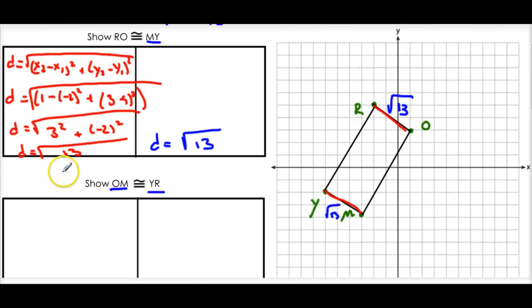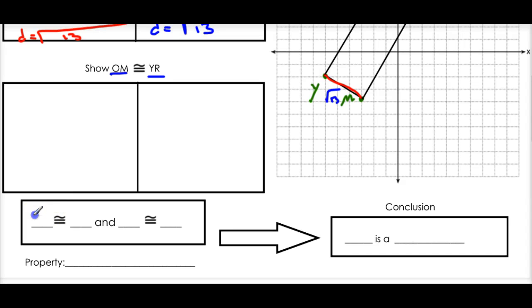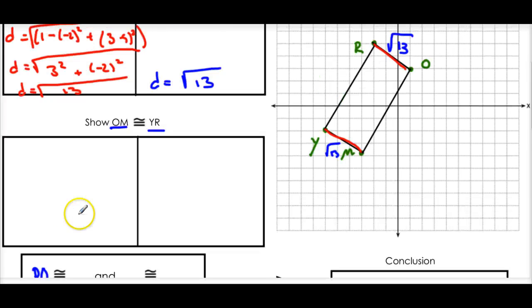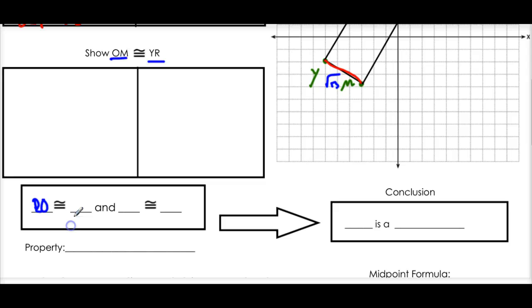So how do we write our proof? We show that RO is congruent to MY, which we've done all the work to show. And we show that OM is congruent to YR. All right, the property that we're using to prove that this is a parallelogram is that opposite sides are congruent.